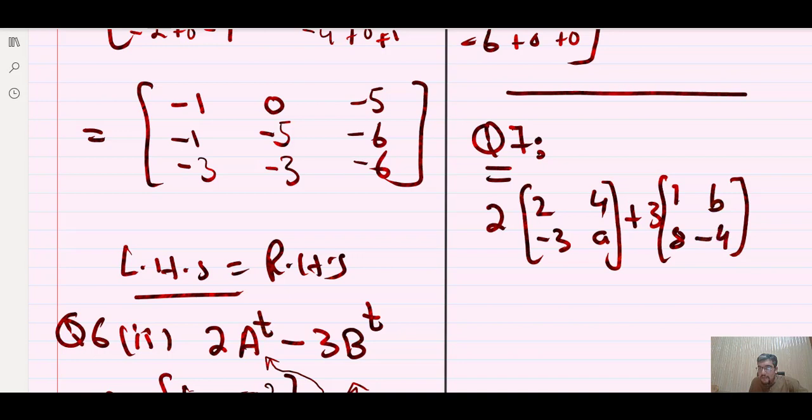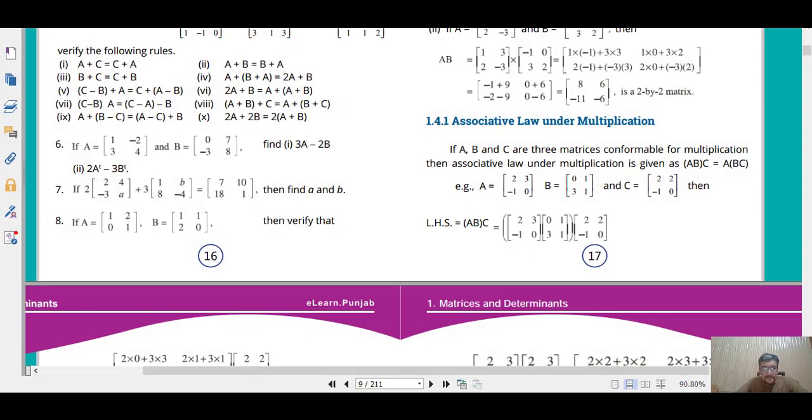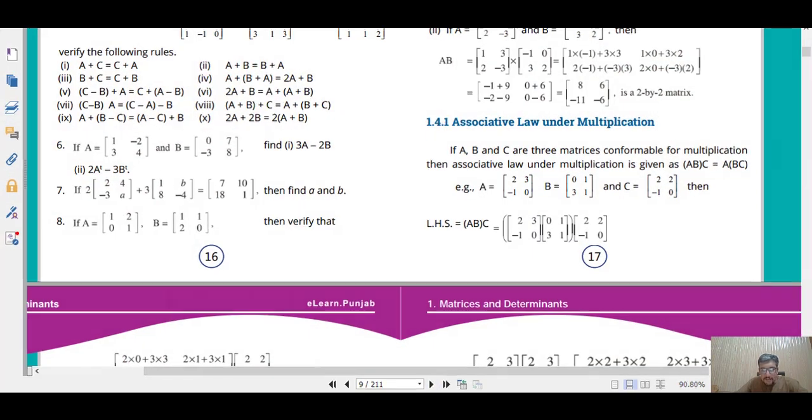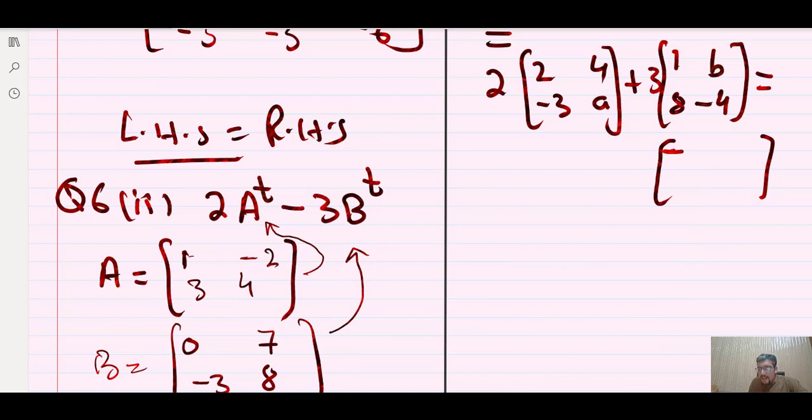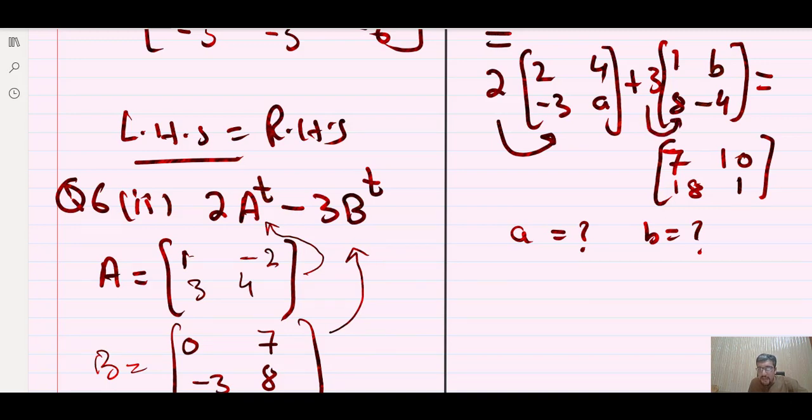2A plus 3B minus 4 is equal to another matrix which is given as well, that is 7 10 18 1. The entries are 7, 10, 18, 1, and we have to find A and B. So first of all, multiply this 2 with this matrix and this 3 with this. If I multiply this 2, I will get 2 into 2 is 4, 8, minus 6 and 2a. I have multiplied this 2 with all the entries.